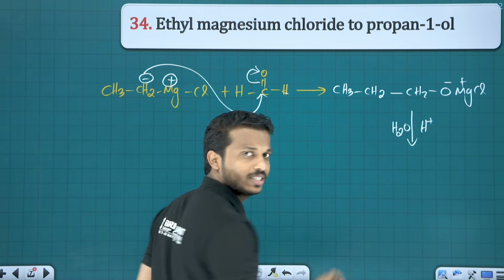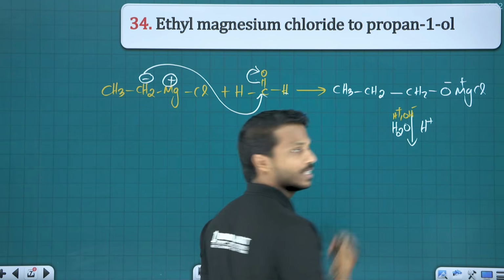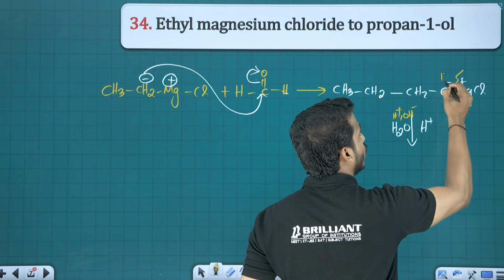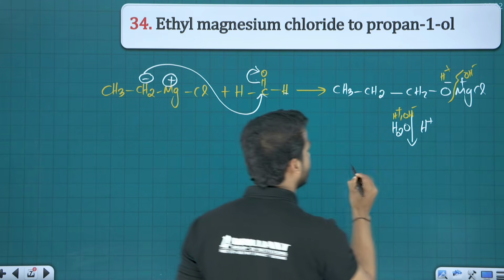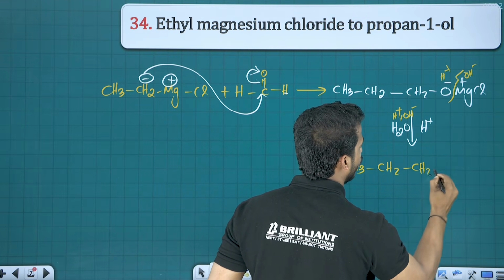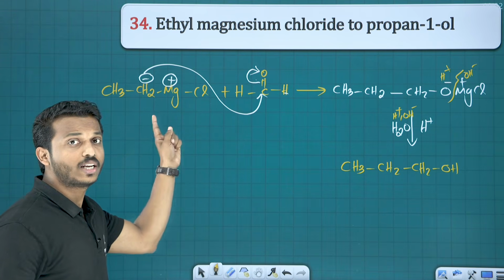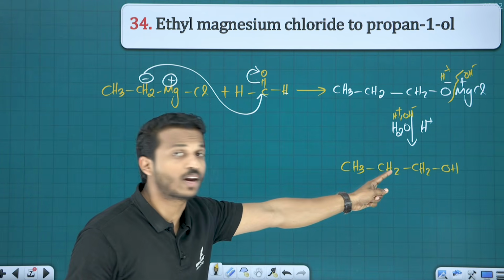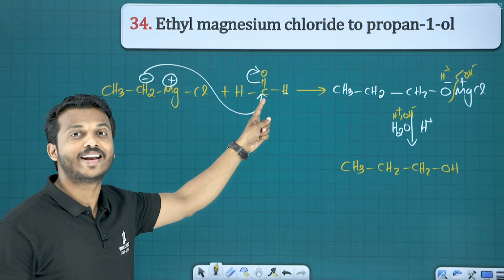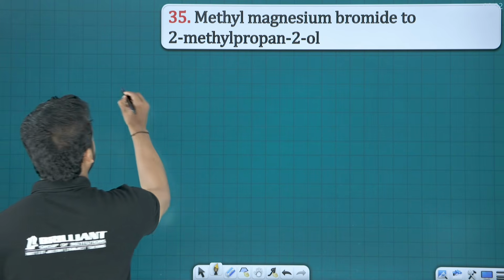And we will add acid hydrolysis, right? What ions does H2O contain? H plus and OH minus. So H plus goes to this oxygen, OH goes to this side. Then you will get CH3, CH2, CH2, OH, propanol. Remember all, if you want to convert a Grignard reagent into a primary alcohol, what is the reagent? Methanal, okay.